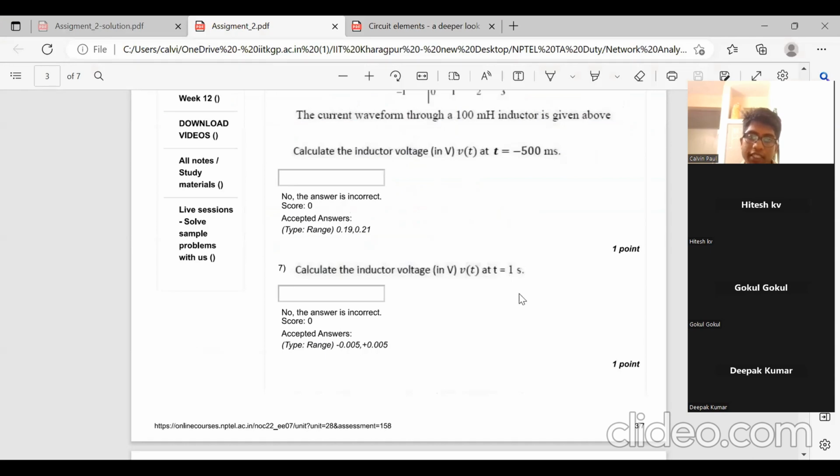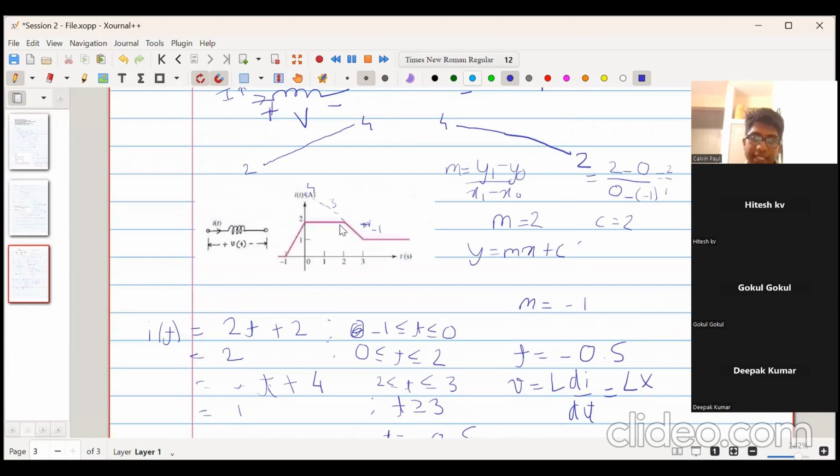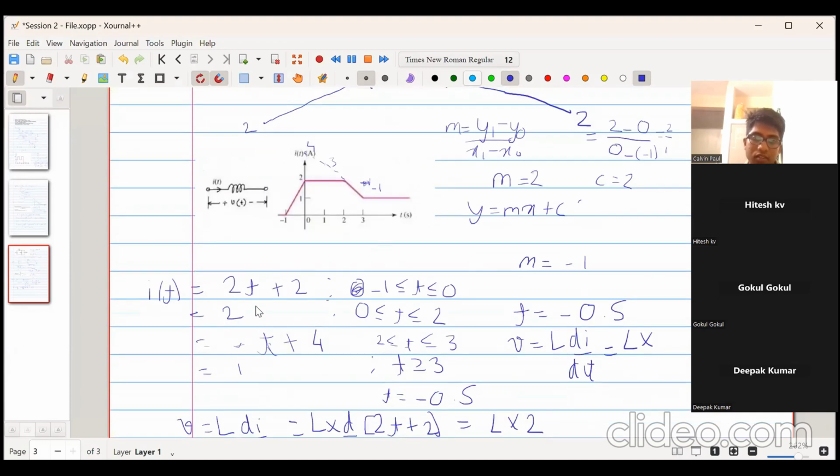Now we'll find the inductor voltage at t equal to 1 second. At t equal to 1 second, the inductor current is 2, which is a constant value. So when I differentiate a constant, what is the differentiation of a constant? 0. That means the voltage across the inductor is 0.